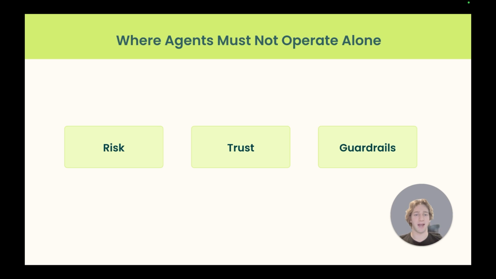Now, when building AI agents, it is important to understand the risks and limitations. And essentially, the one thing to note is to always have a human in the loop. And this is important when taking into consideration risk, trust, and guardrails. These guardrails are needed because agents need clear boundaries and approval workflows.